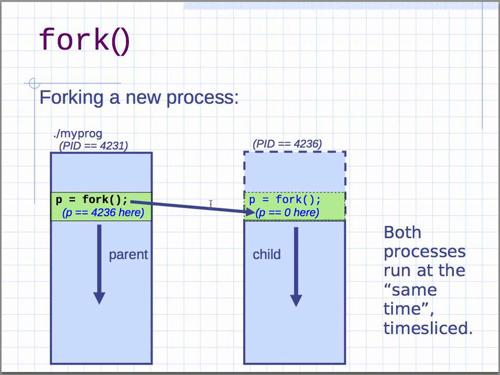How do you tell which program you're in? Well, fork returns the process ID of the new process, that is 4236, to the parent. Inside this copy, fork returns, because it's just a function call, it returns a value. And inside the child, fork returns 0, not the process ID of the child.